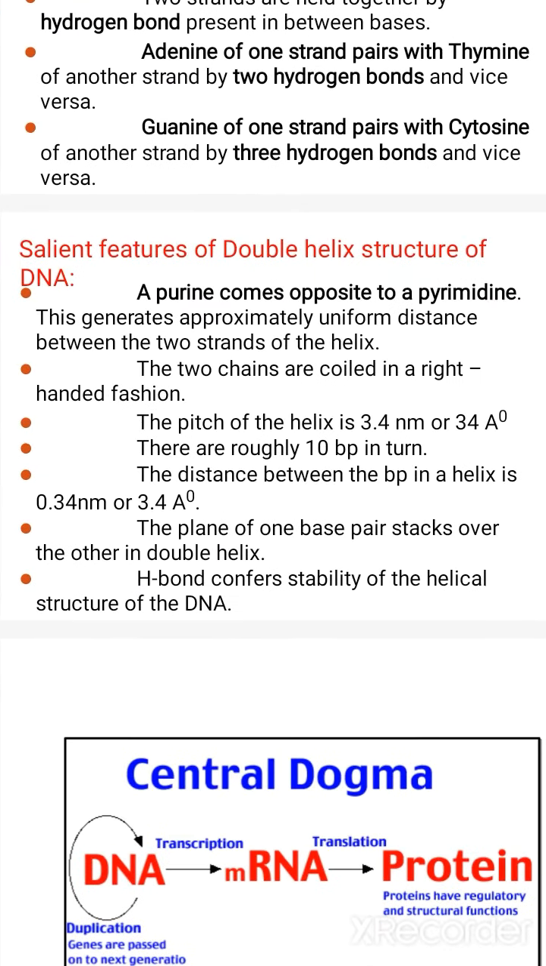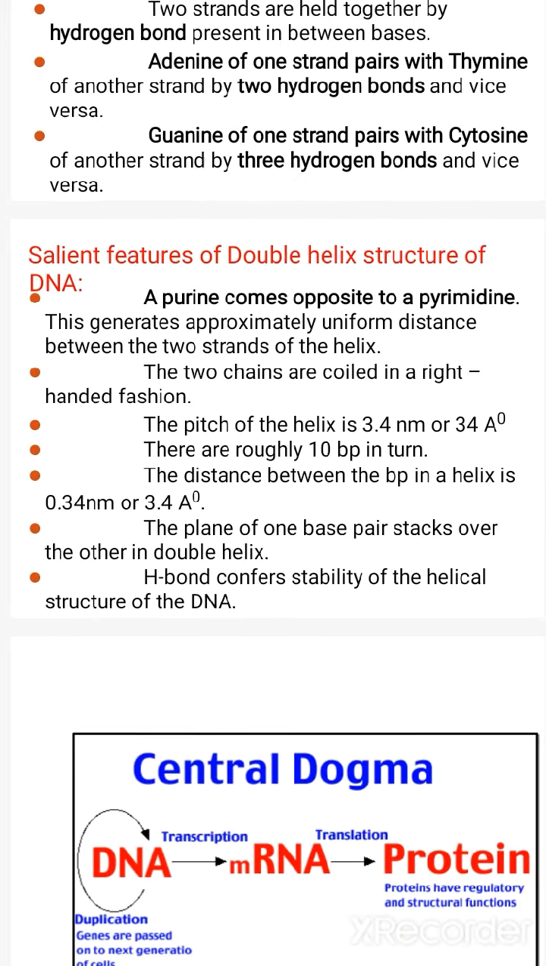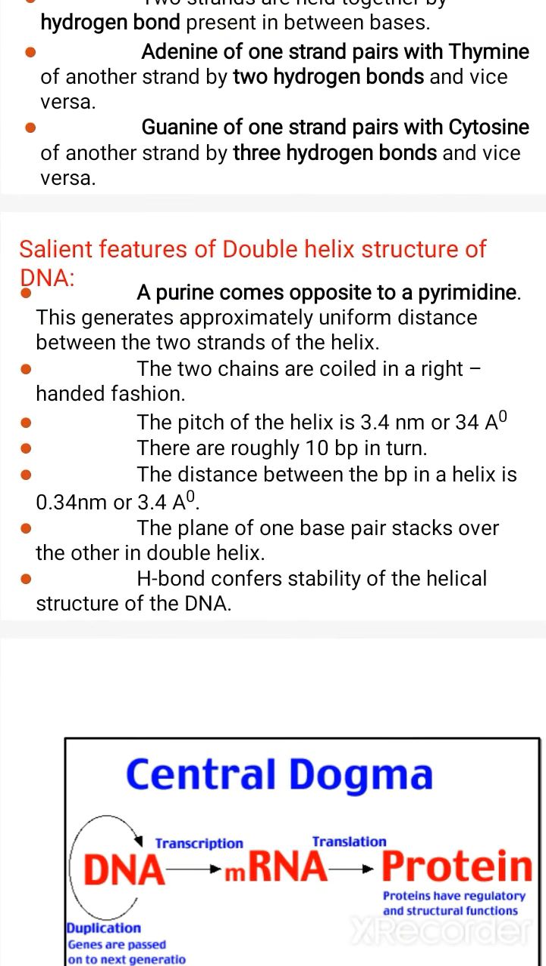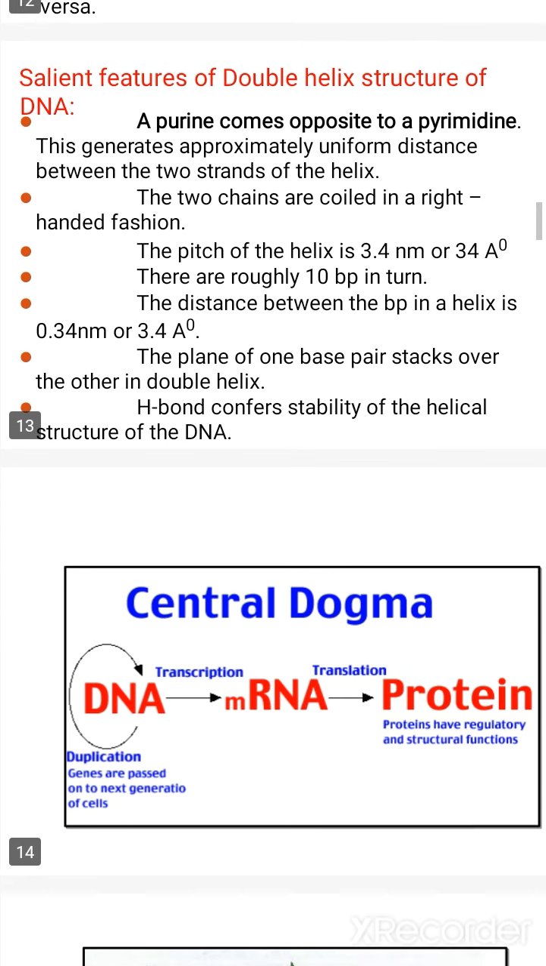When you see, the two chains are coiled in a right-handed fashion, and the pitch of the helix is about 3.4 nanometers. In one turn there are about 10 base pairs. The distance between the base pairs is about 0.34 nanometer. The hydrogen bonds are mainly important for the stability of the double helical structure. One base pair stacks over the other in the double helical structure.